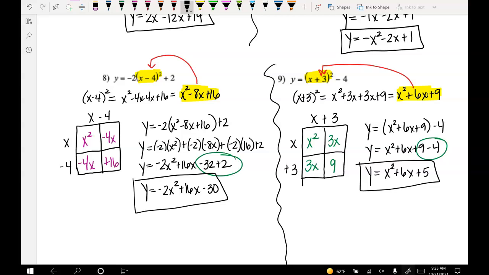All right, so who would like to share the answer that they got for number 8? Miguel? So y equals negative 2x squared plus 16x minus 30 is correct. And who would like to share their answer for number 9? Sebastian. Y equals x squared plus 6x plus 5 is correct.